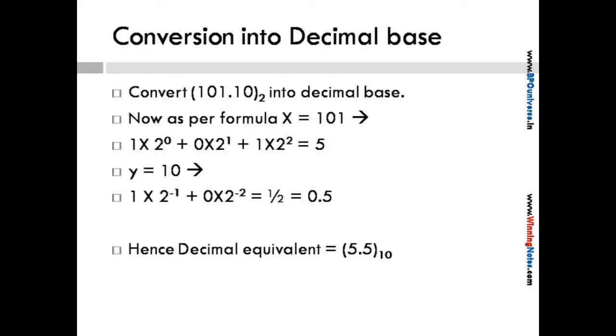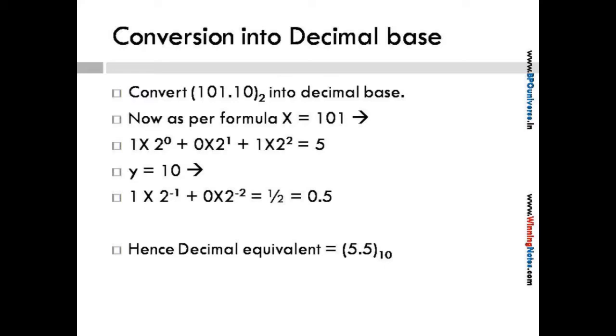So in our previous topic we spoke about how to convert a non-decimal base number into a decimal base number. Now let us take an example. So we have a number 101.10 and we have to convert it into decimal base, and the original base of this number is binary.